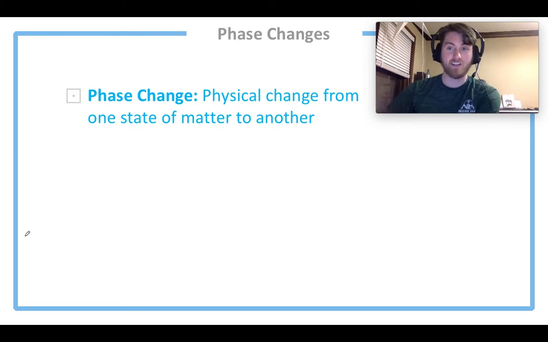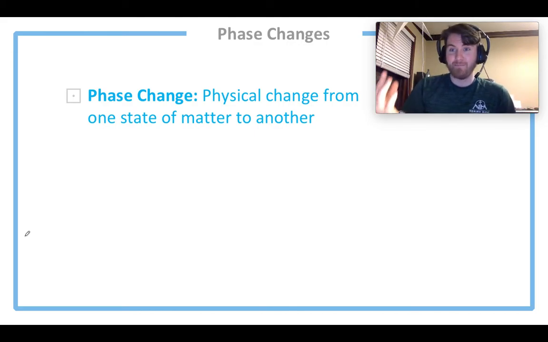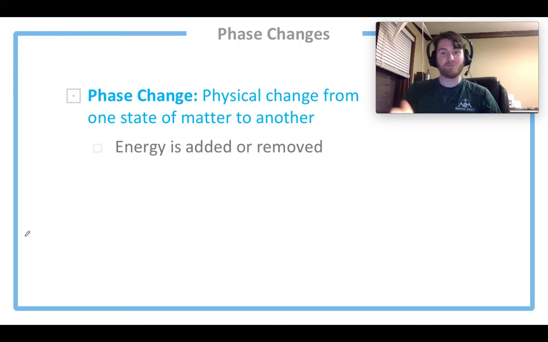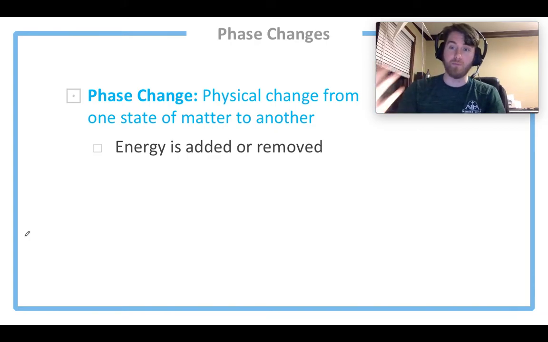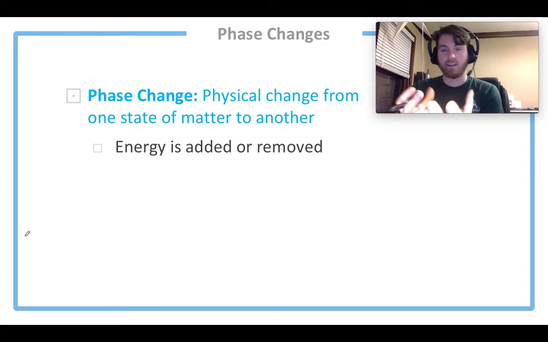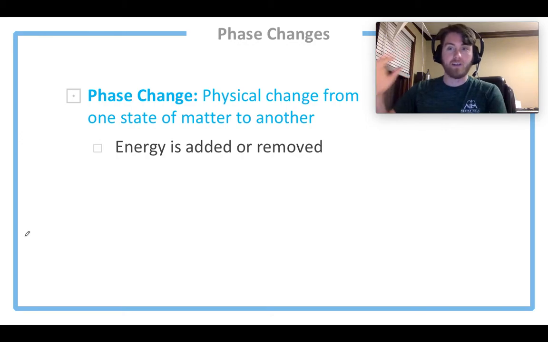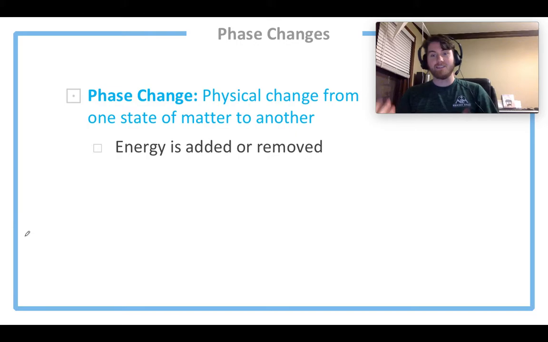The definition for a phase change is really simple, actually. It's a physical change from one state of matter to another. That's it. By itself, the definition isn't too bad. How you go through a phase change is you either have to remove or add energy in the form of heat. So imagine an ice cube tray again. You put some water in it, you put it in the freezer. The freezer is exothermic, remember? It loses energy, and all of a sudden you get ice. That undergoes a phase change.